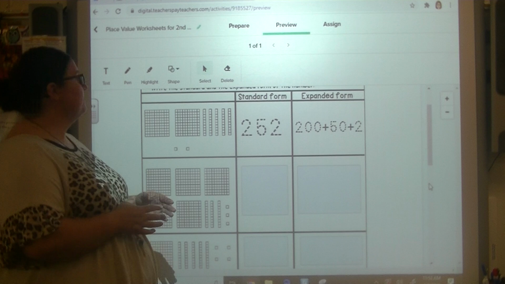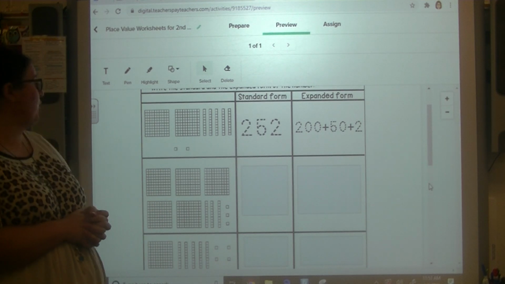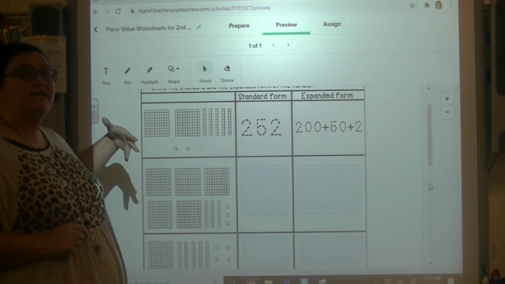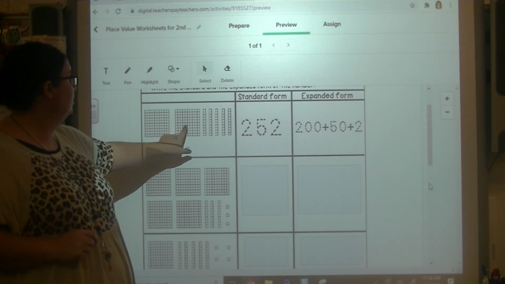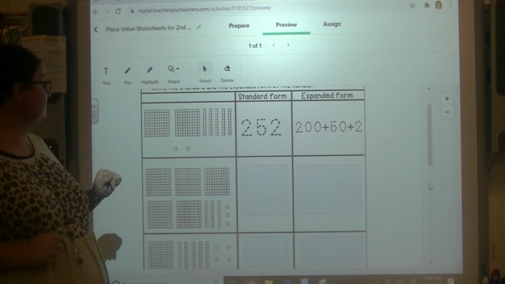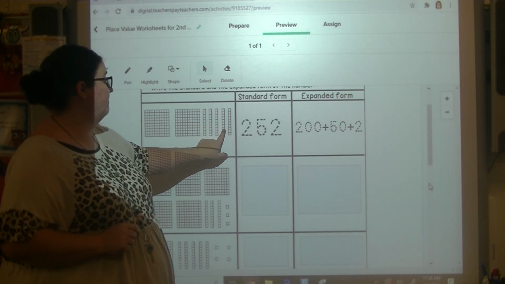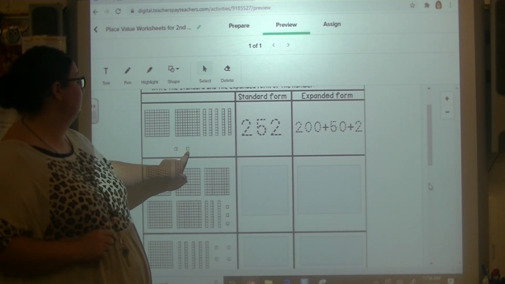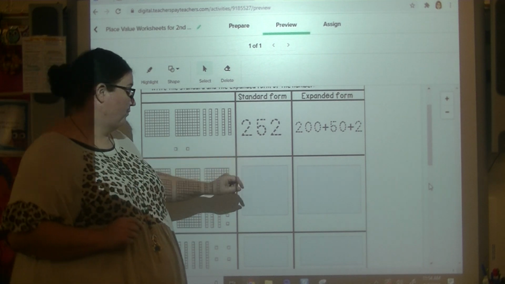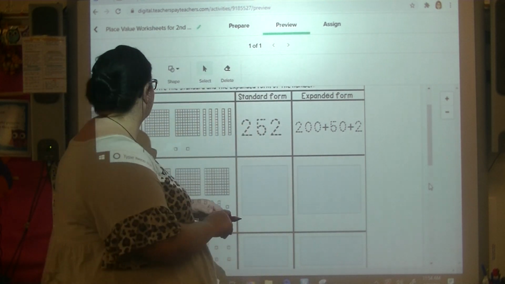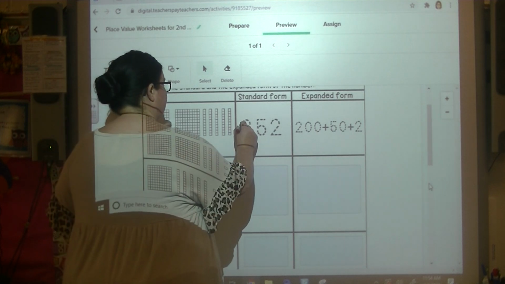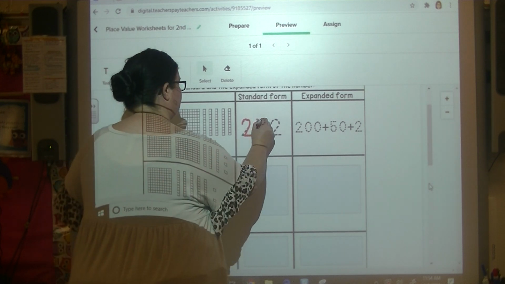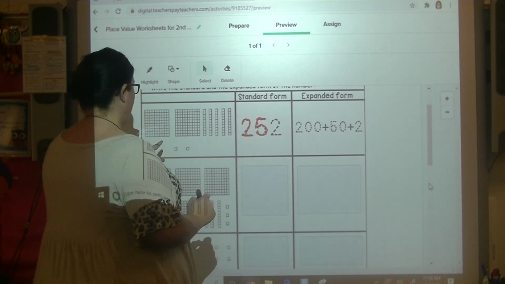All right, so on the first one, let's do this one together. Let's read the blocks. All right, read the hundreds. There are 2 hundreds. 1, 2, 3, 4, 5 tens, and 2 ones. So when we write that in standard form, 2 hundreds, 5 tens, and 2 ones.